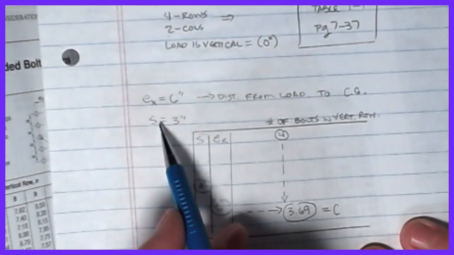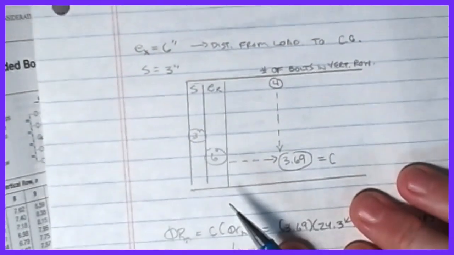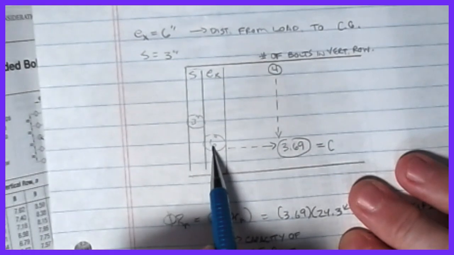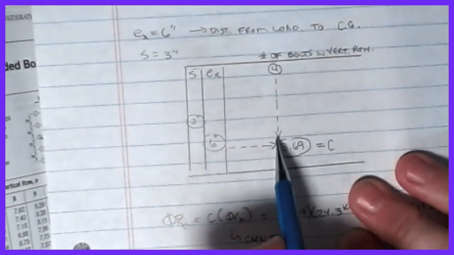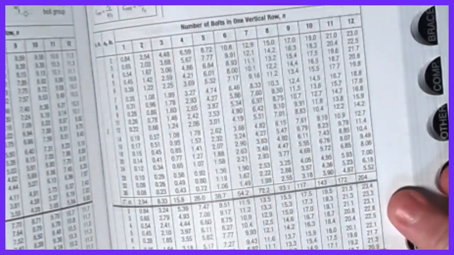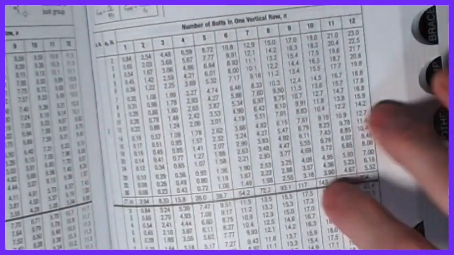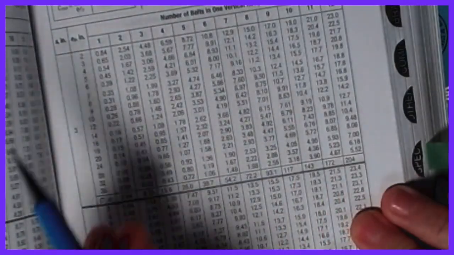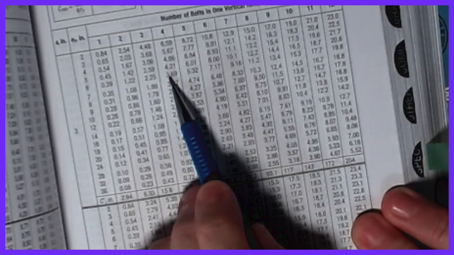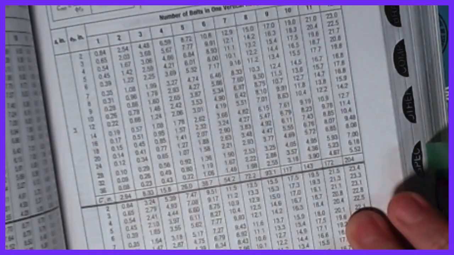My spacing, my S value, is 3, and all I'm going to do is find my S of 3, go to my eccentricity of 6 line, and come down on my N equals 4 and find a number of 3.69. Hopefully. So I'm coming down to the 4, I'm coming over on the 6, and there's the 3.69 value that we're pulling. That's all there is to this.